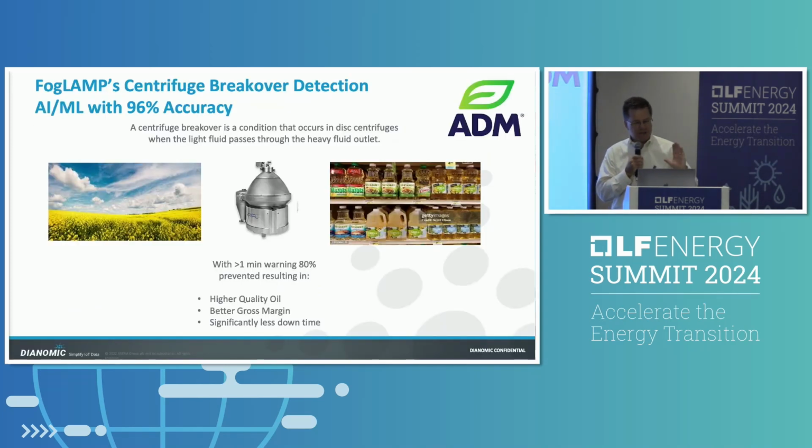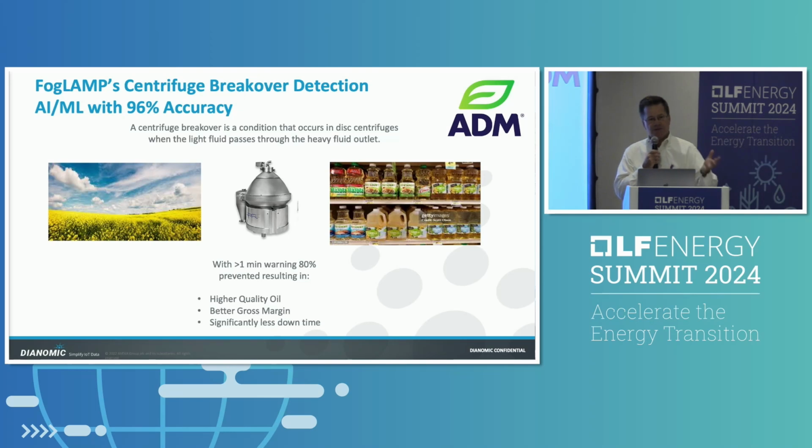And I got one more use case having nothing to do with energy, but it's just a cool use case, so I'll talk about it. How many people have heard of Archer Daniel Midland? No? Okay. Cargill? So Cargill is the largest private company in the United States, about $200 billion, food processing. ADM is their biggest competitor. So this is a public use case with Archer Daniel Midland.